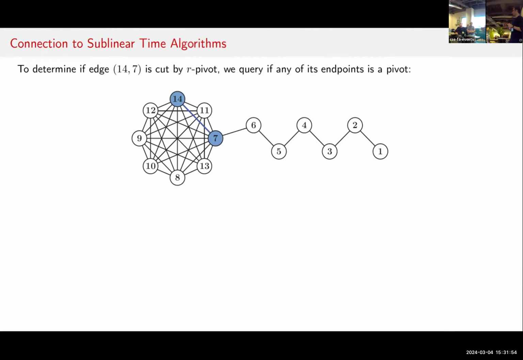I run exactly the same query process on the vertices of this edge. So take an edge, I want to say if I make a mistake, run that recursive query process defined in the sublinear time algorithm. So for this 14 and 7 edge, we would first query 6 to see if it's a pivot or not, then it would query 5, then it would query 4. I would get this long path.